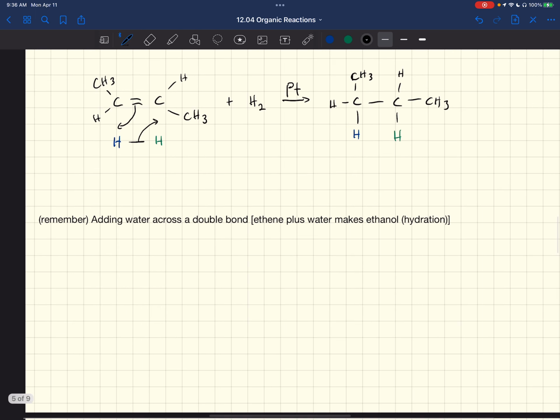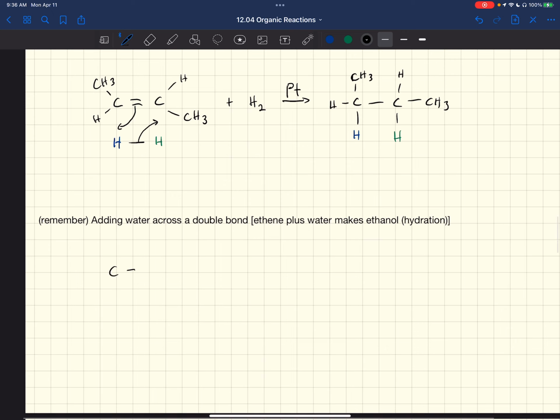So here's another one. This is hydration, where we're going to add water across a double bond. Okay, so let's say we have the same thing. And I'm going to put my HOH down here. Okay, so we're still going to do this. Now this one doesn't use platinum. You have to heat it pretty high, but it doesn't use a catalyst per se.